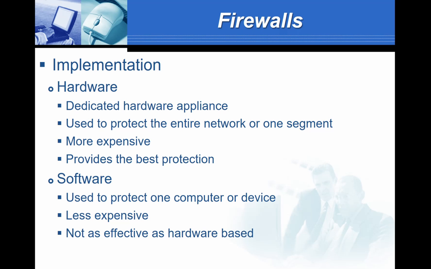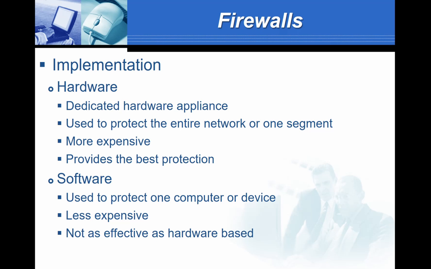So again, we have two types of implementation. One is going to be hardware, one is going to be software. Hardware is much better. You have one hardware appliance and it's used to protect the entire network. You're just going to put it on the outside where your demarc is, and everything on the inside has to go through the firewall to get out, and everything coming in has to go through the firewall to get to it. So there's nothing in between. It's obviously more expensive, but it does give you the best protection.